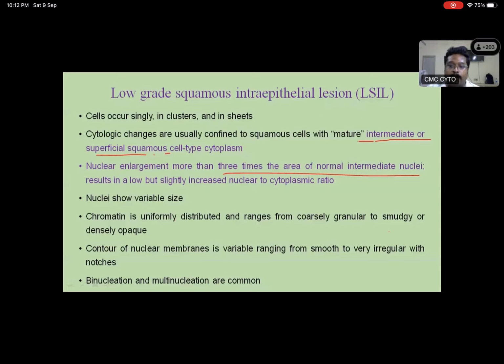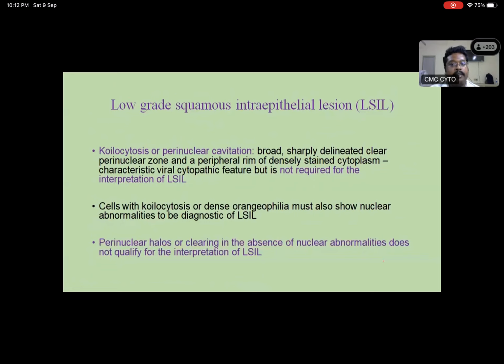And these nuclei can be of variable shape. The chromatin can be granular or smudgy. Nuclear contours can be variable, can be smooth, can be very irregular, like notches, which we saw in our images. And you can see binucleation or multinucleation. Okay. And koilocytosis is not required for interpretation of LSIL. What is more important are the nuclear changes.